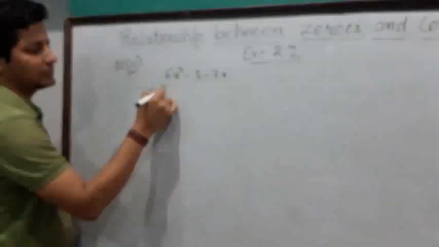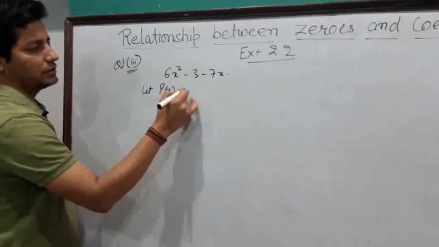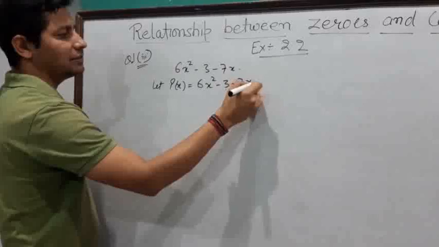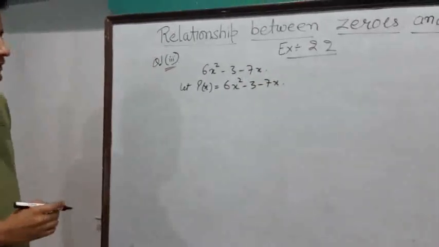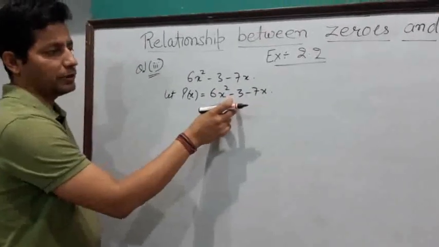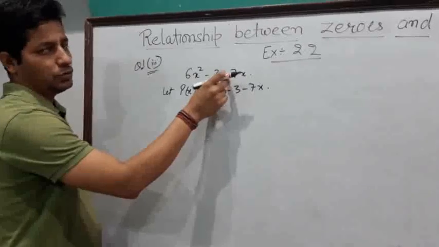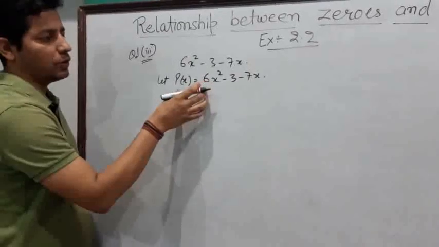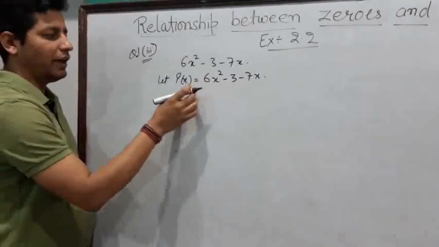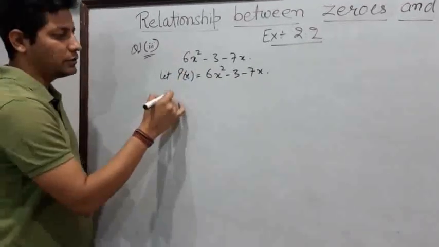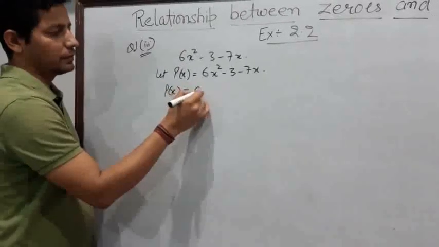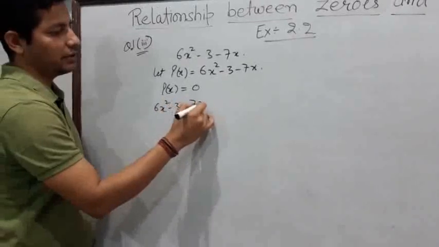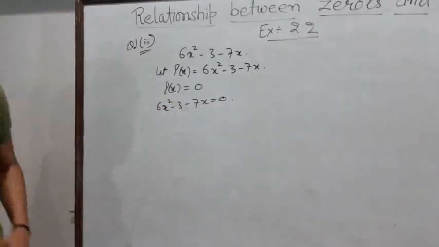Let p(x) is equal to 6x² minus 3 minus 7x be a polynomial. Since it is a quadratic polynomial, we have two zeros. To find the zeros of this polynomial p(x), we have to set p(x) equal to 0. We can write 6x² minus 3 minus 7x is equal to 0.